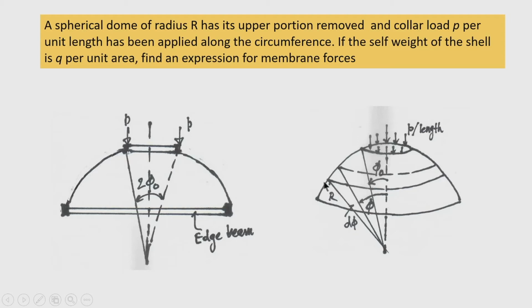If I consider a strip here, its width will be r d phi, where r is the radius of the sphere. Since it is a spherical dome, a part of a sphere, r 1 equals r 2 equals the radius of the sphere.